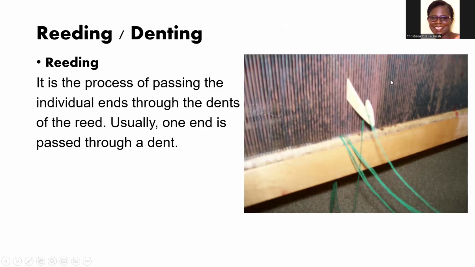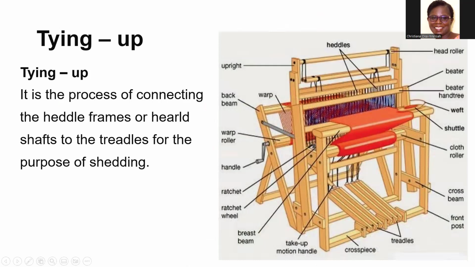This is the reed. This is the reed I was talking about. After everything, after warping, you do what is called reading. And after reading or denting, we move to the tie up, where we tie the shafts to the treadles. You tie the shaft to the treadle. I explained that one too.